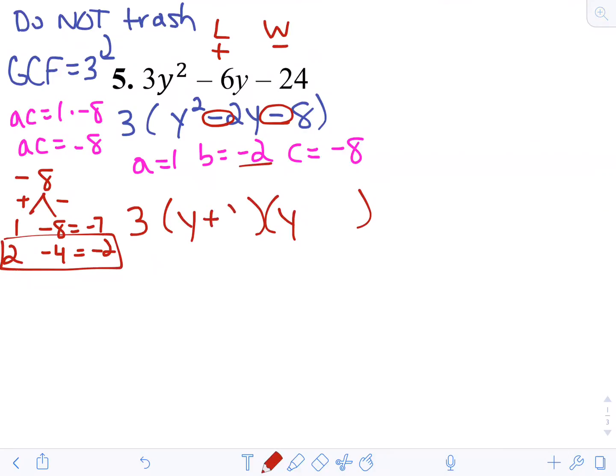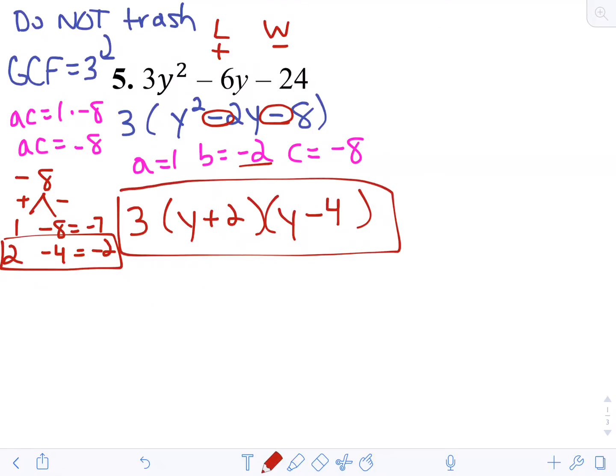So we're going to have y plus 2 and y minus 4. There's nothing here that you can pull out. So that will be your final answer. And you can always plug that into the table, your box method, to make sure you have the right answer.